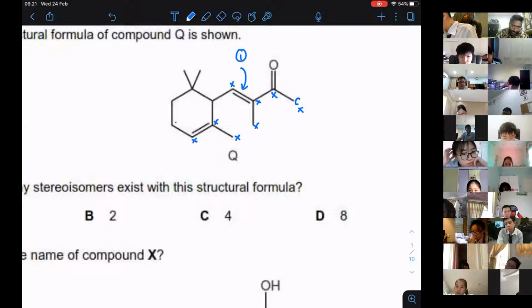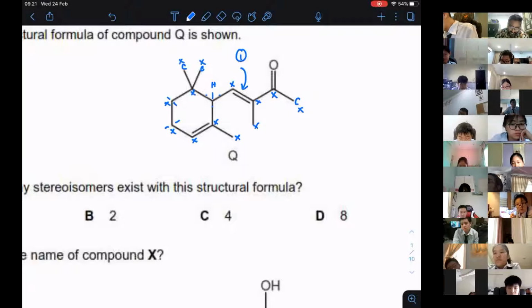This is automatically 2 hydrogen, so cannot. You can see 2 carbon over here, so this one cannot. This is also cannot. So you can see here, there is 1 hydrogen, so different group, different group, different group. So this is a chiral center. There is a chiral center there.